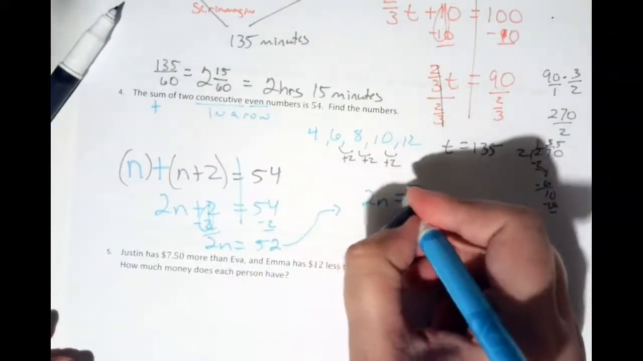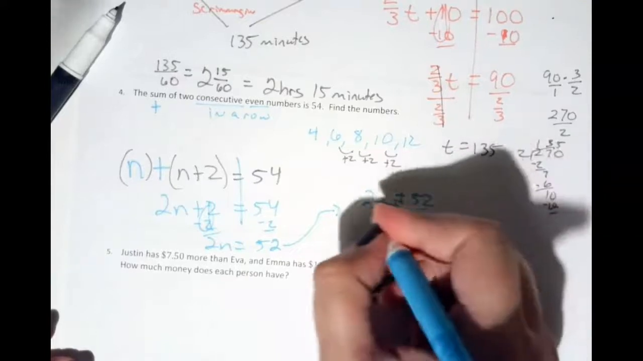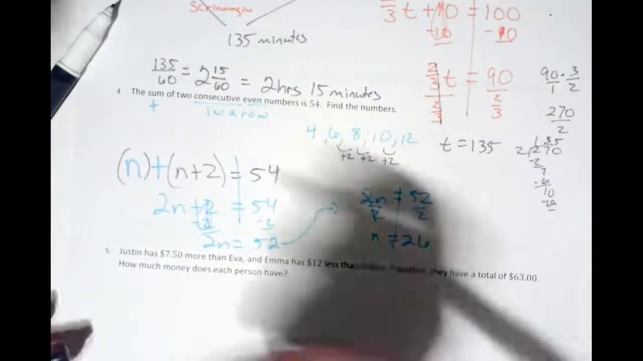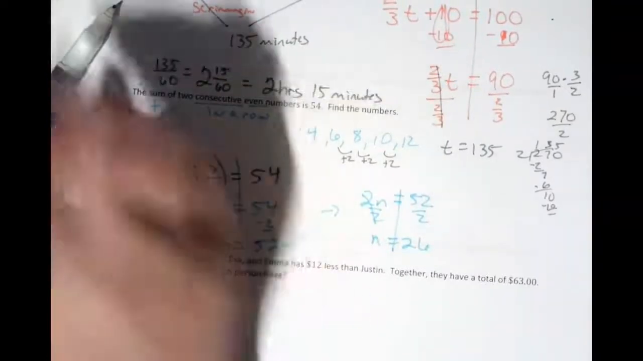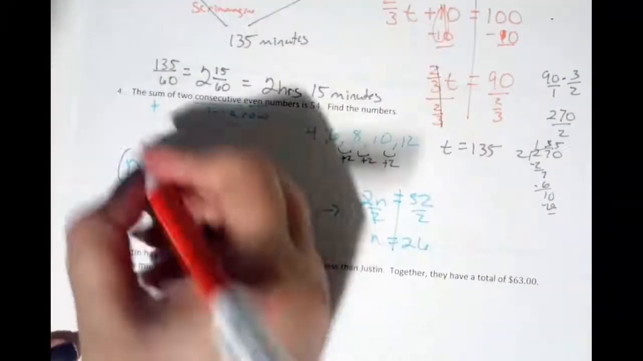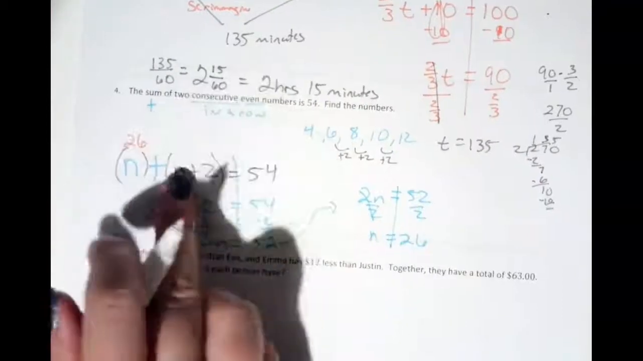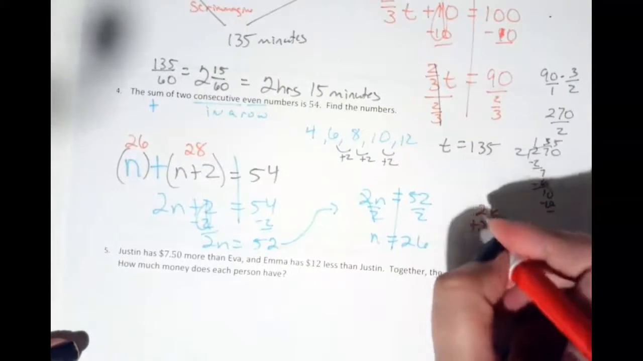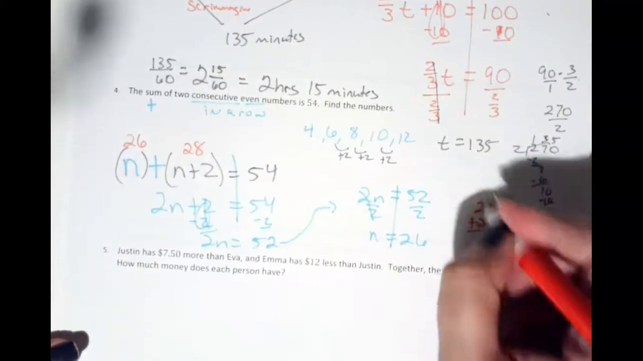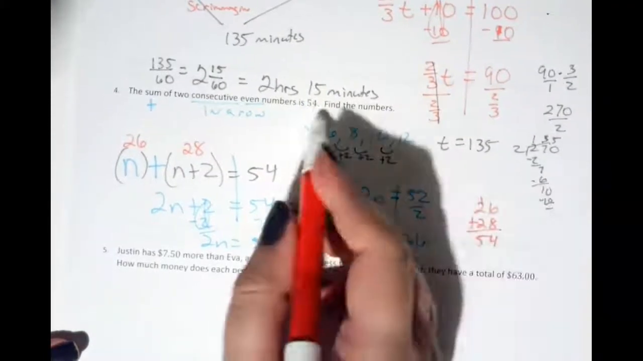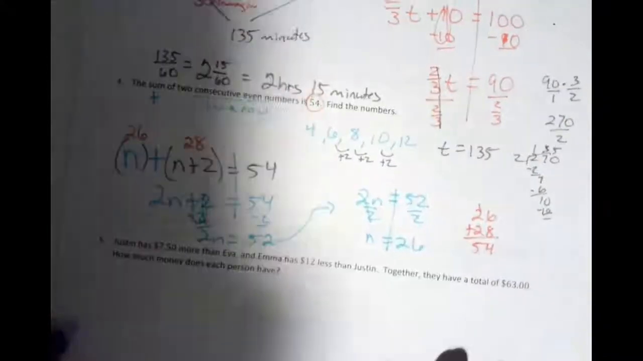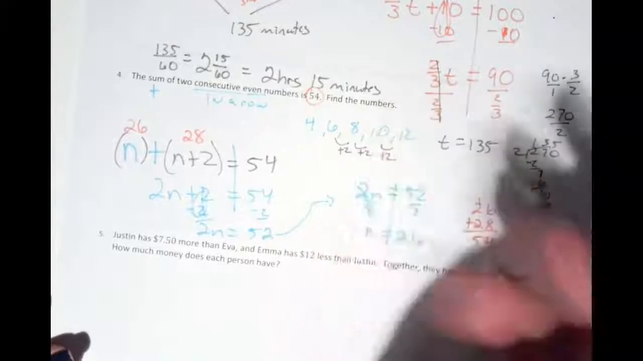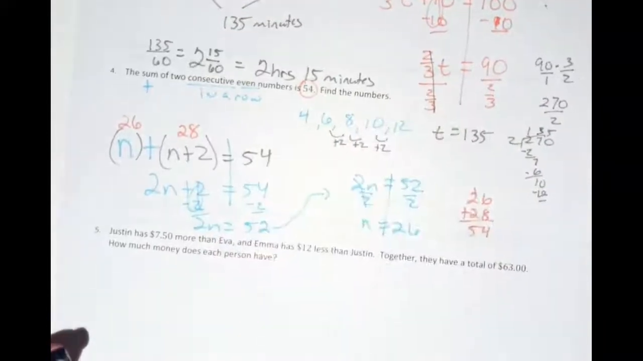I seem to always run out of room. Divide by 2. n is 26. So let's see if that would work. That would mean this number is 26, and n plus 2 would be 28. So 26 plus 28 is 54, and it worked. So, a little thinking here on the front end helps me figure out what to do.